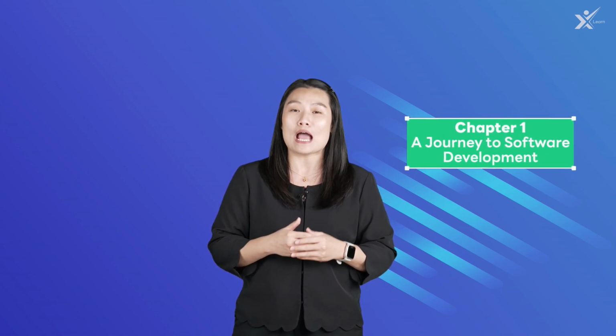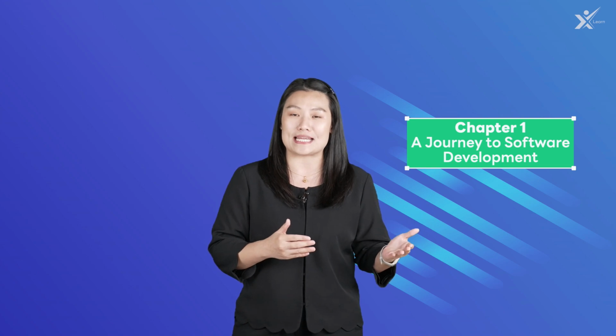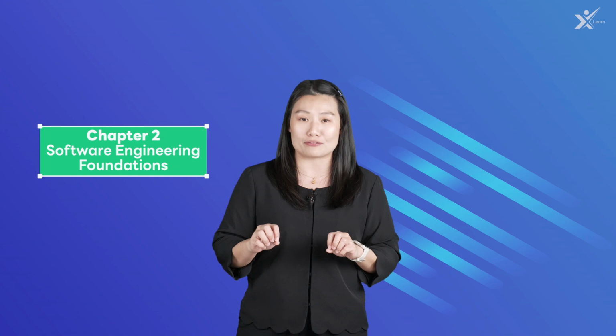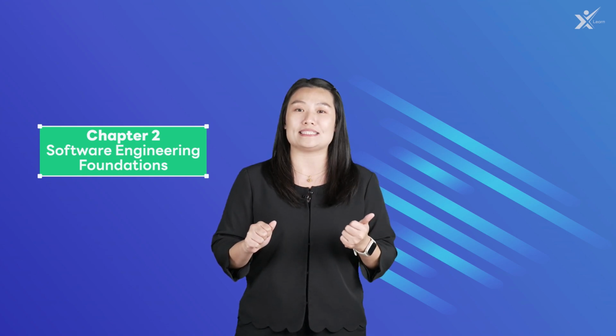So from chapter 1, right, we go through the journey to software development, where we look at the business needs and the business processes, which we have to identify, which business processes need software to help enhance and facilitate. And then we move on to chapter number 2, where we talk about the software engineering foundations. We know what software engineering is, what the software projects are, and what the roles and responsibilities of the people in the software team are, right?